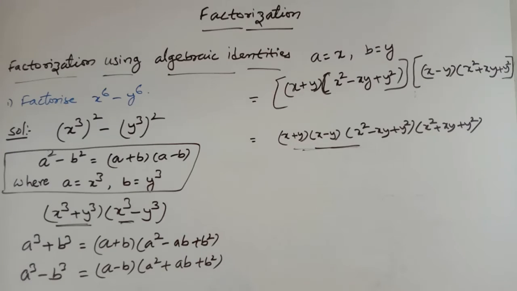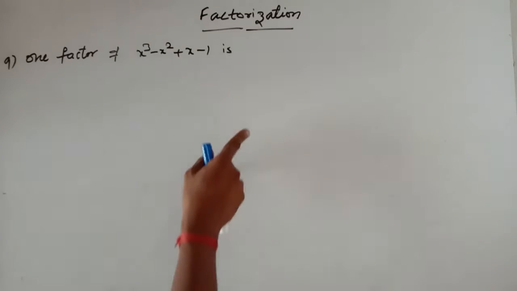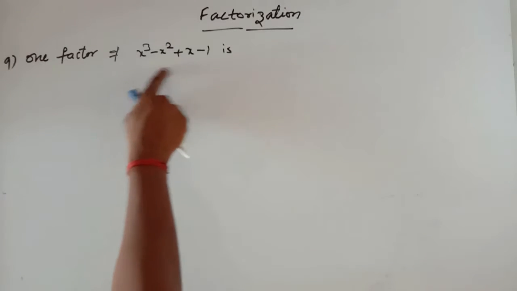Children, next, from your textbook, page number 5.25, the ninth question I am going to teach you now. The question is: one factor of x cube minus x square plus x minus 1 is what? What is the one factor of this expression?